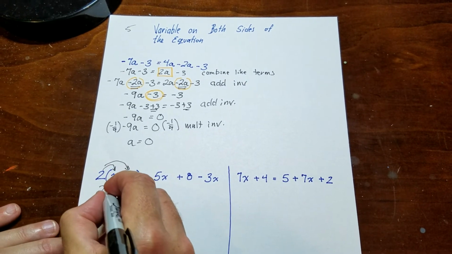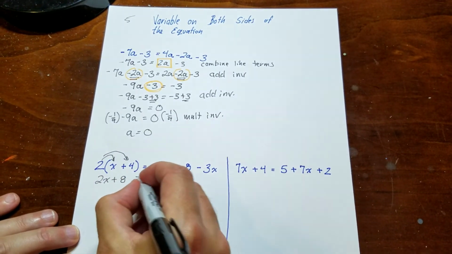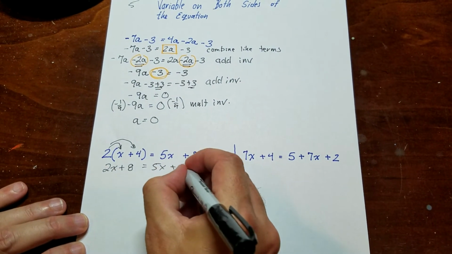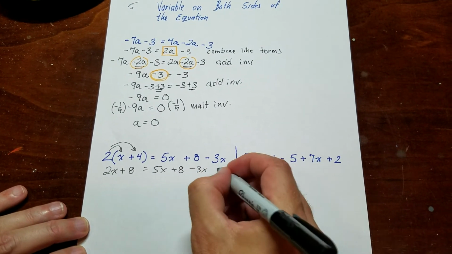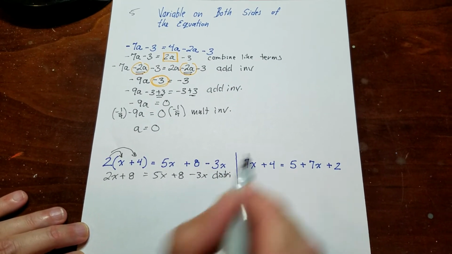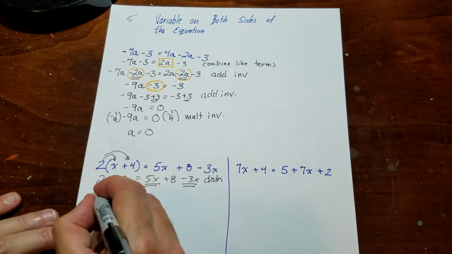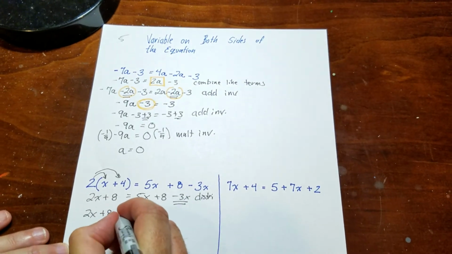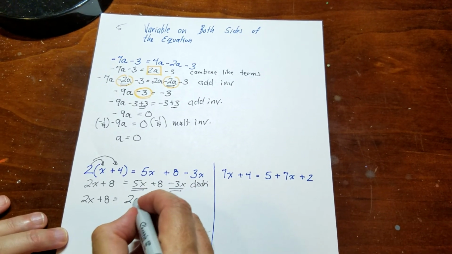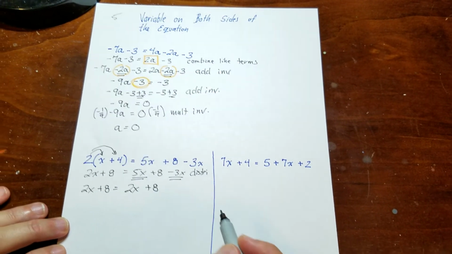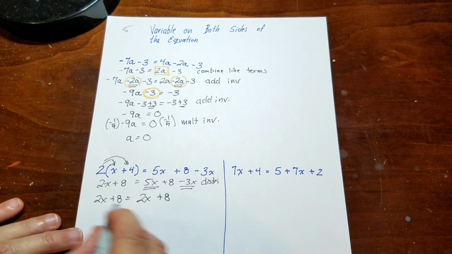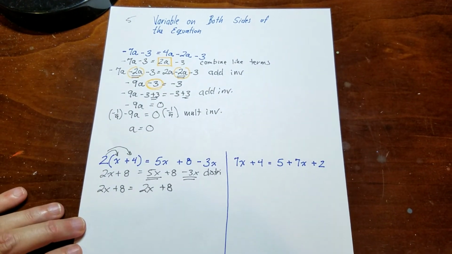So this is going to give me 2x plus 8 equals 5x plus 8 minus 3x. And so that was distributive. Okay. Next, I'm going to combine these things. These are the same things. So I have 2x plus 8 over here. I have 2x over here plus 8. And now this looks just like that. So I'm ready to go here.